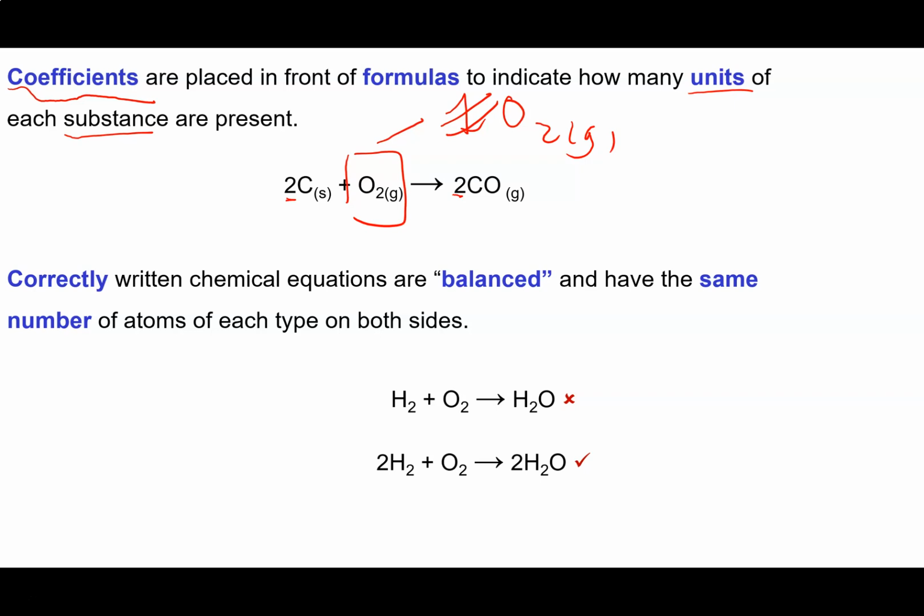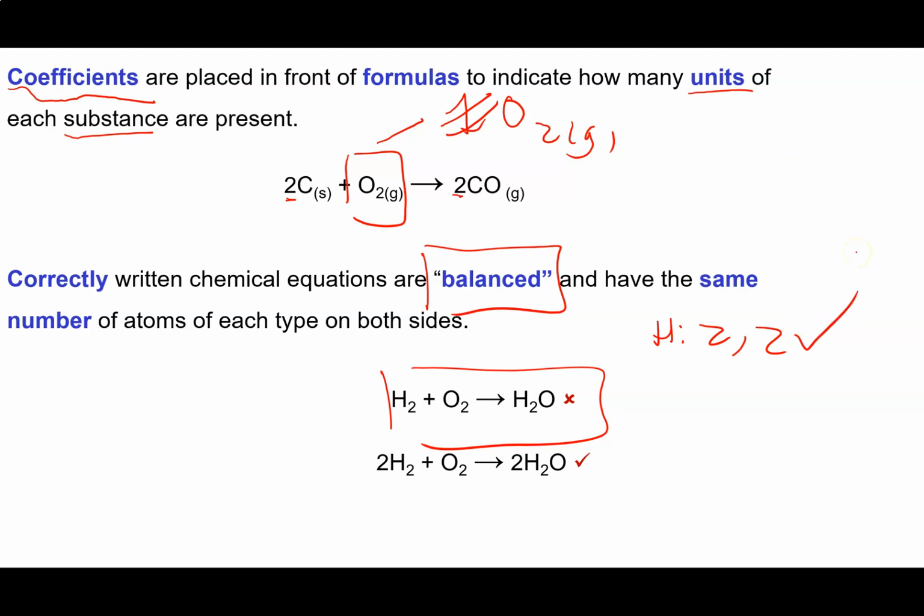Now, if a chemical equation is correctly written, it will be what we call balanced, and it will have the same number of atoms of each type on both sides of the arrow. So that is, it'll be written in agreement with the law of conservation of mass. So you can see that this first equation here, if I look at hydrogens, there are two on the left and there are two on the right. So it is balanced with respect to hydrogen. But when I go to look at the oxygens, there's two on the left, but there's only one on the right. So it's not balanced with respect to oxygen.